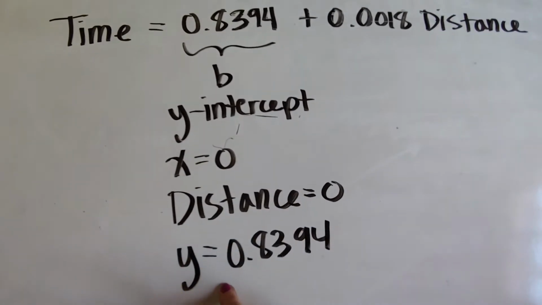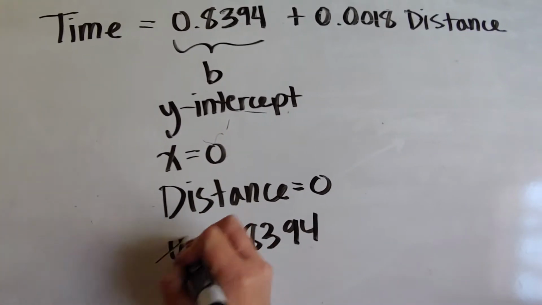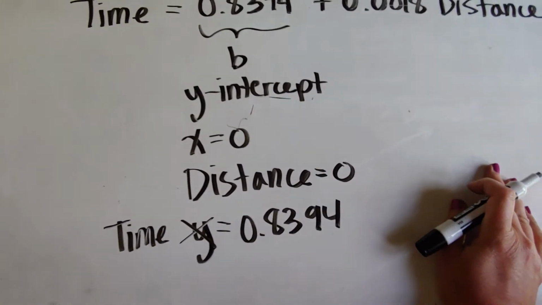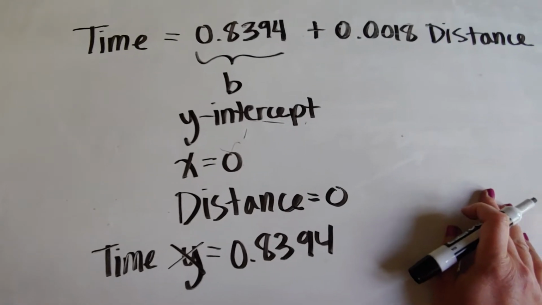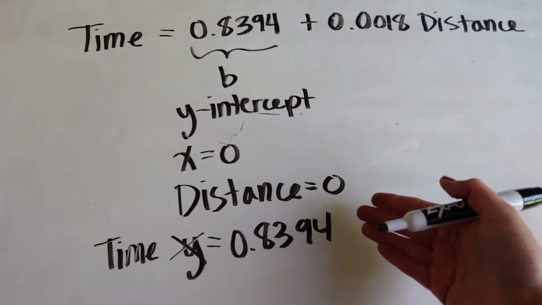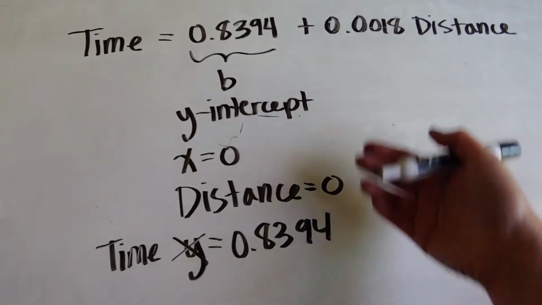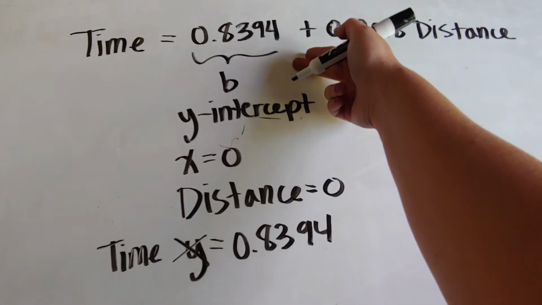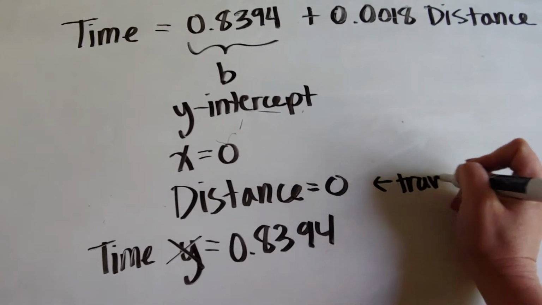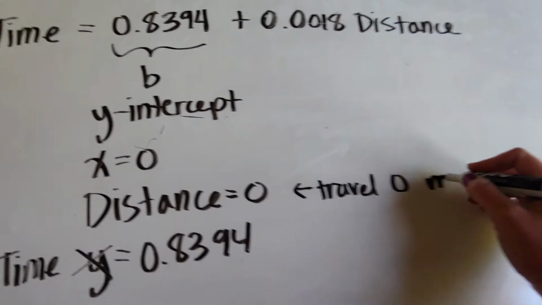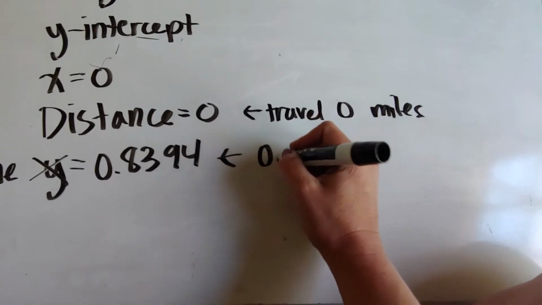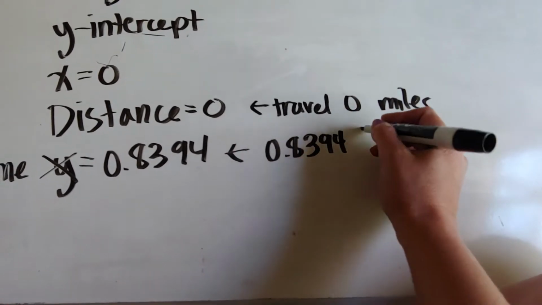And remember that y in this case is time. So really this is saying that the time equals 0.8394. Okay, so one of the things that it'll ask you in the homework is to identify the y-intercept. So boom, we identified it. But now we need to talk about it in the context of the problem. Well, I know that the y-intercept is 0.8394, but what it means is that when I travel 0 miles on my flight, then it's going to take 0.8394 hours.